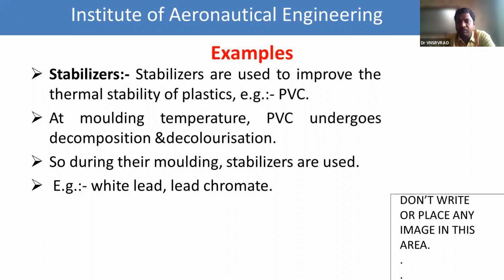And what are the examples for the stabilizers? White lead and lead chromate. So this is about the stabilizers which are added to the plastics in order to improve the thermal stability.